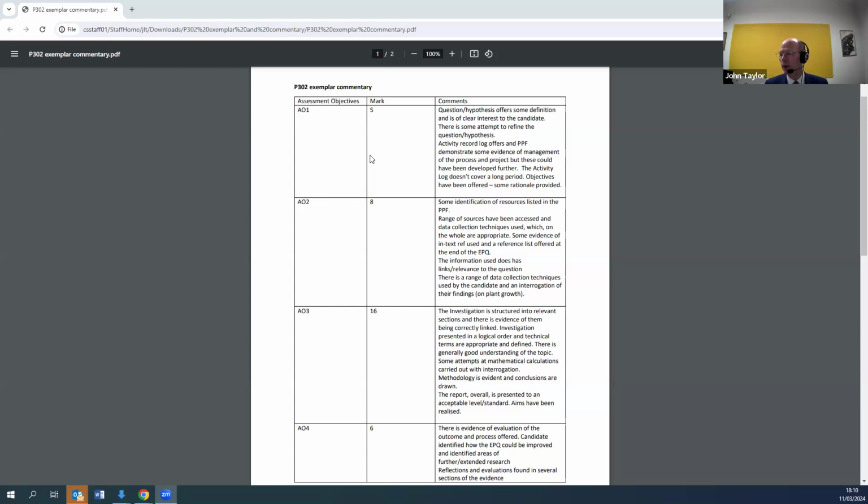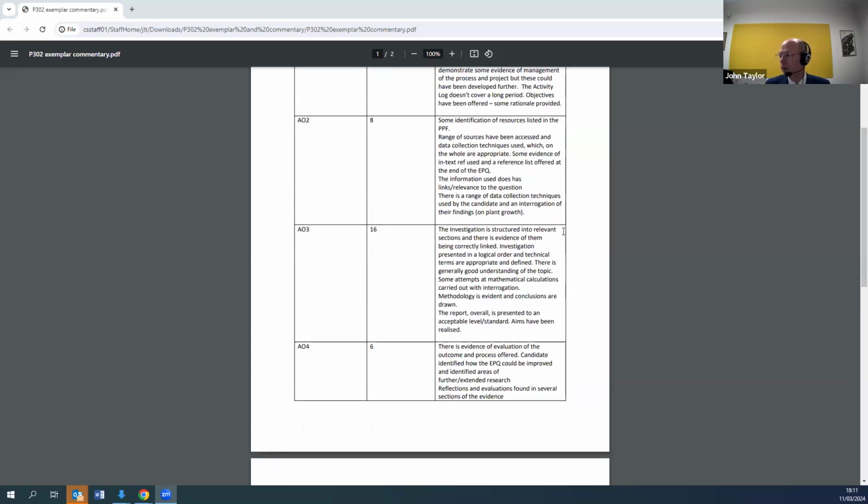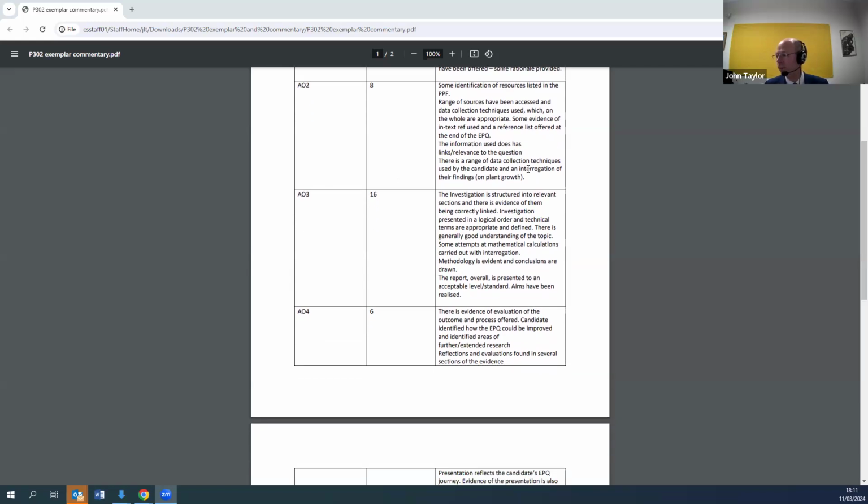Okay. So it was midway through mark band 2 for AO1. Some definition, a clear attempt to refine the question, but it's still quite a broad question. The log, as they've noted in the commentary here, is not thoroughly developed and doesn't cover a long period, but there was some evidence of management of the process. It was noted as well, I think, by the internal assessor that there was some support provided. Top of mark band 2 for AO2, because there's quite a good range of sources, mention of data collection techniques, some use of referencing, and some links between the information and the question.